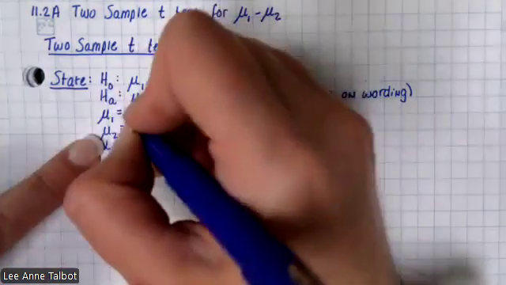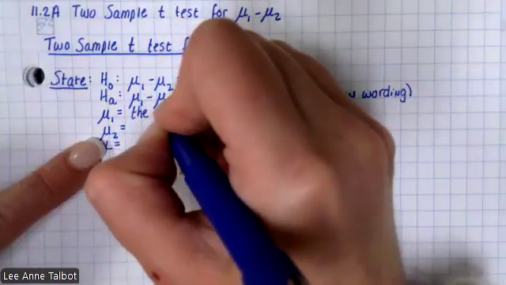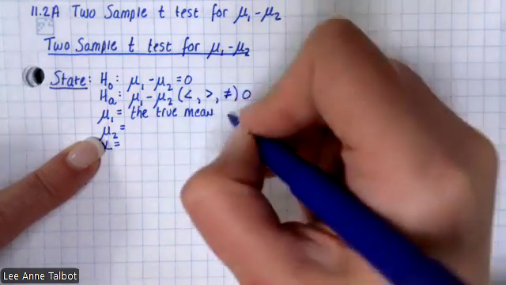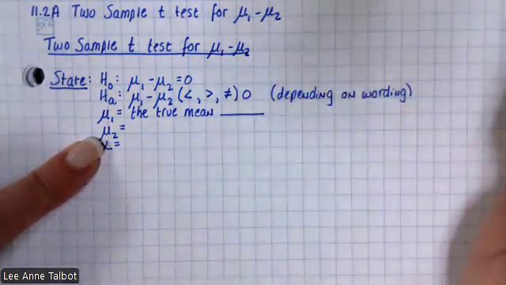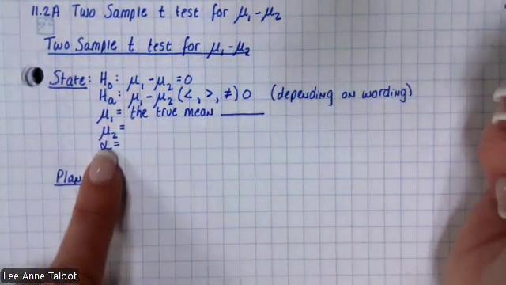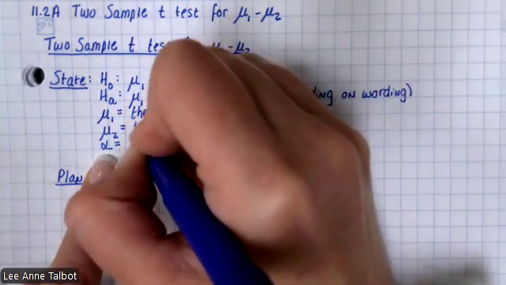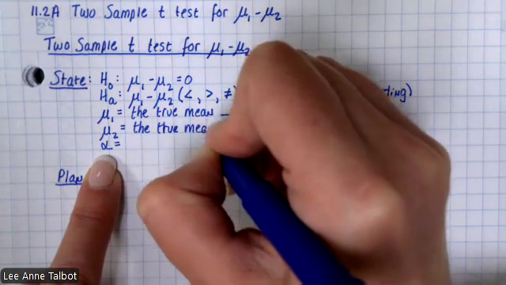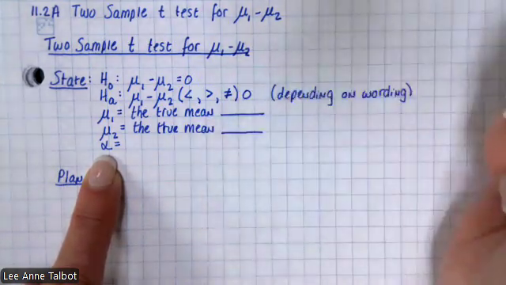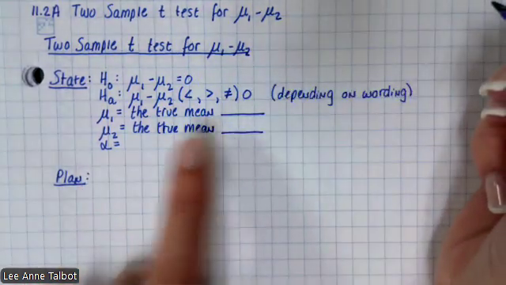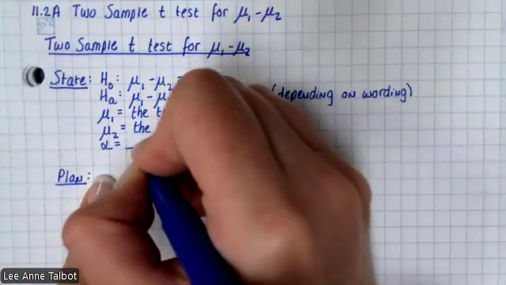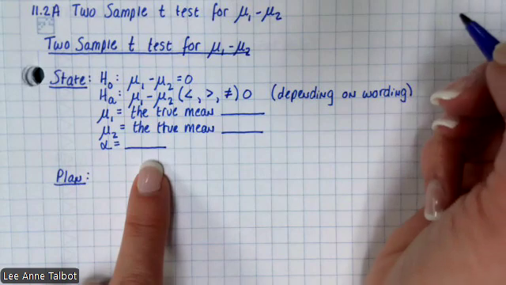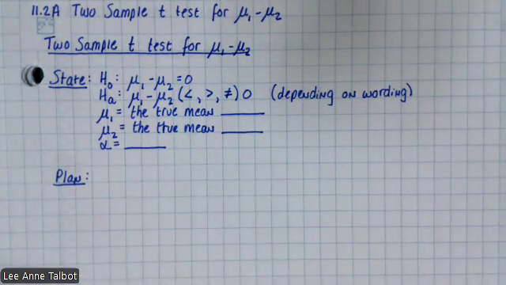Mu1 is going to be the true mean something of whatever the first thing is. Mu2 is going to be the true mean something of whatever the second thing is. And alpha is given to you in the problem, and if it's not given to you, what do you use? 0.05.